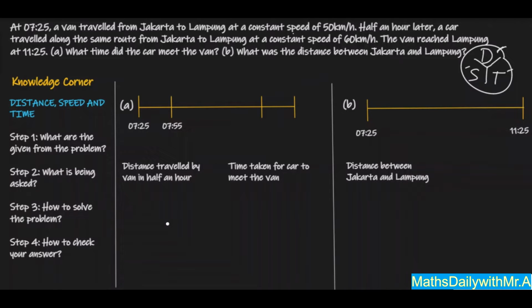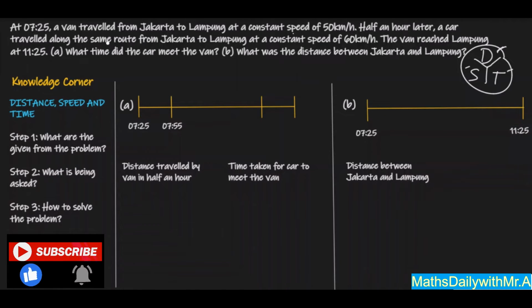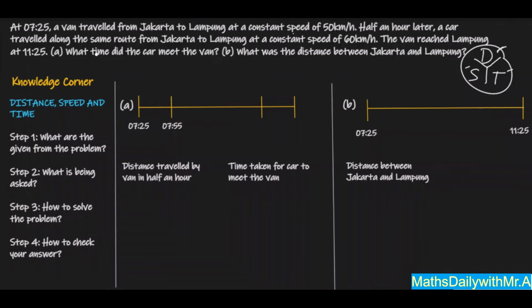Alright, let's take a look at the problem. At 7:25, a van traveled from Jakarta to Lampung at a constant speed of 50 kilometers per hour. Half an hour later, a car traveled along the same route from Jakarta to Lampung at a constant speed of 60 kilometers per hour. The van reached Lampung at 11:25. Questions are: what time did the car meet the van? And the second question is: what was the distance between Jakarta and Lampung?